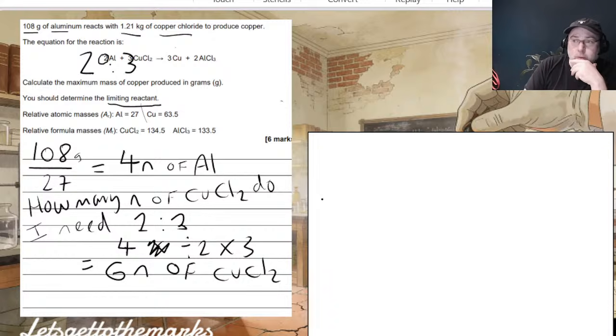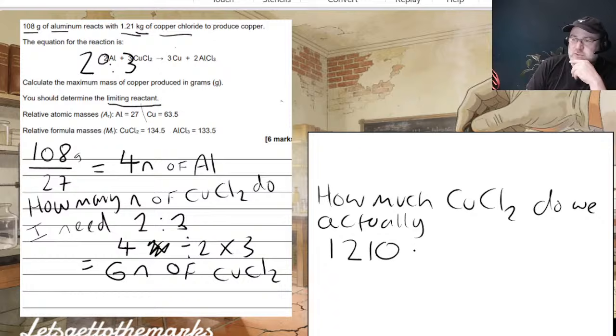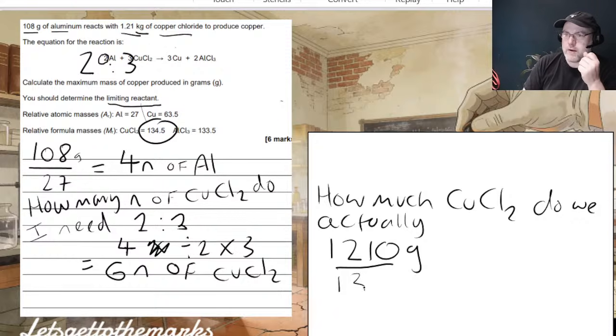Now we want to count how much copper chloride we actually have. Do we have 6 or not? We don't want to use kilograms, so we're going to change that to 1,210 grams, because with moles we use grams. I'm going to divide that by the Mr of copper chloride, which is 134.5, and we're going to find out how many moles we've got. So 1,210 divided by 134.5 gives me 8.99 recurring.